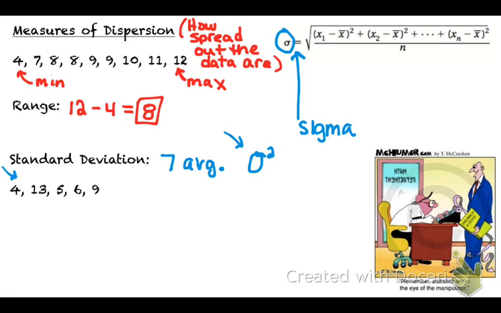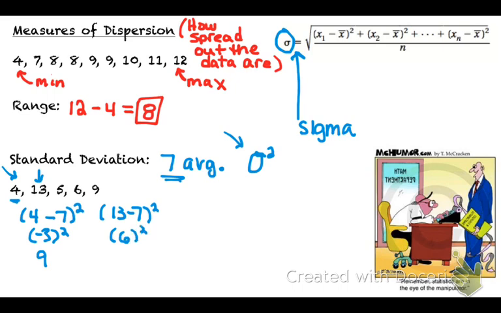So we'll take this 4. I'm going to say 4 minus our average of 7, and we're going to square it. So it comes out to -3 squared, which is 9. Then we'll do the same thing with the 13. 13 minus 7, the average, we're going to square it. It comes out to 6 squared, and that is equal to 36.